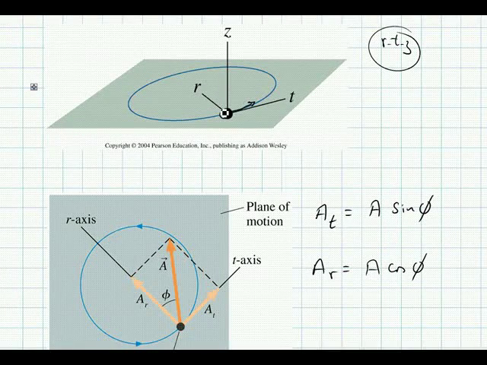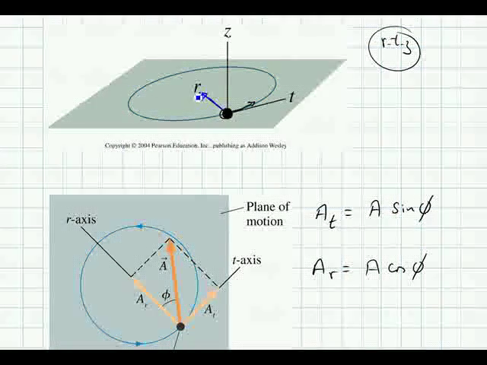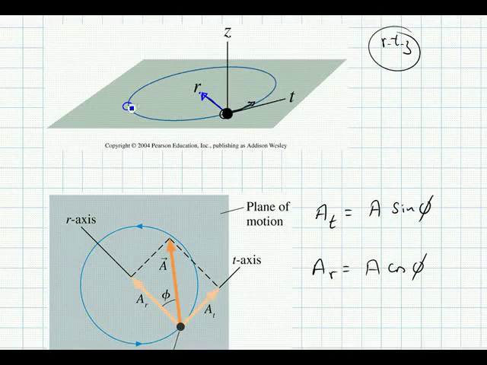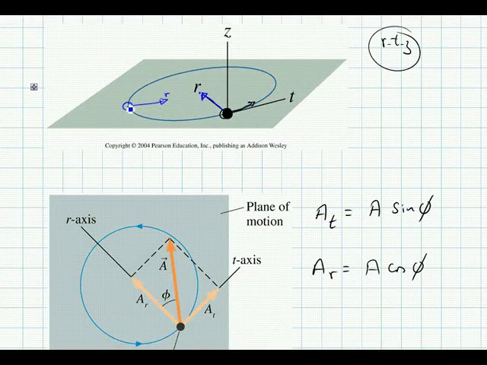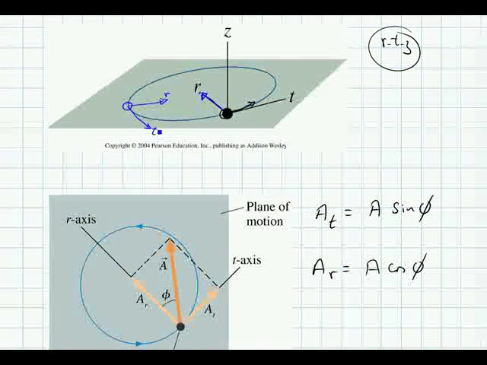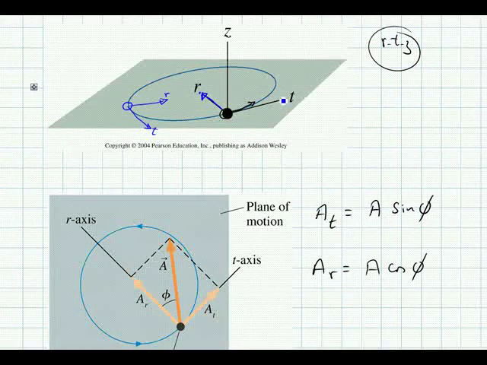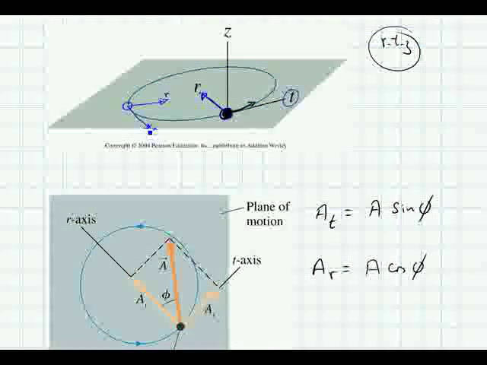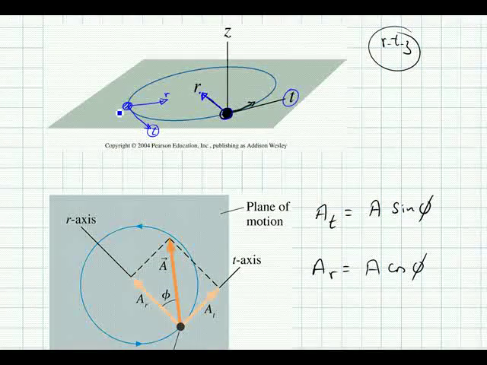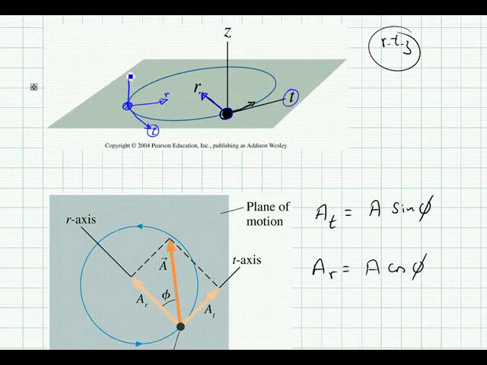And the R coordinate, let me change the color of my pen, always points towards the center of the circle. So if the object were here, then the R coordinate would be like this. The T coordinate is always tangential to the circular path and points in the direction that the object is moving. So that's our T coordinate when the object is here, and that's our T coordinate when the object is here. And the Z coordinate is perpendicular upwards.